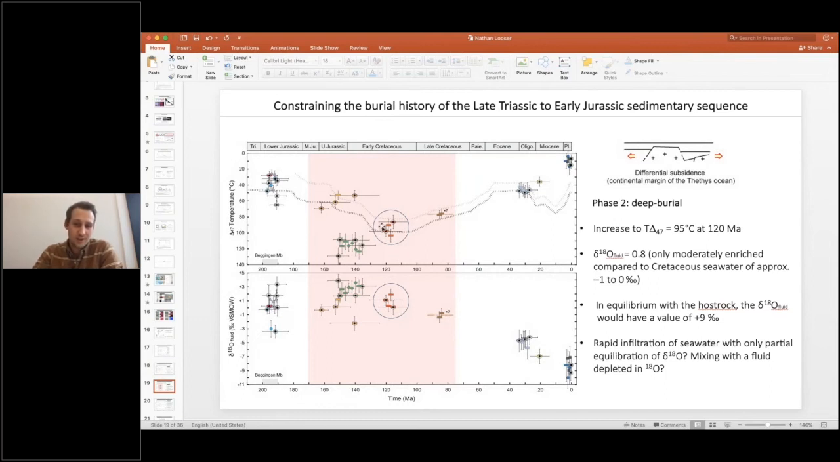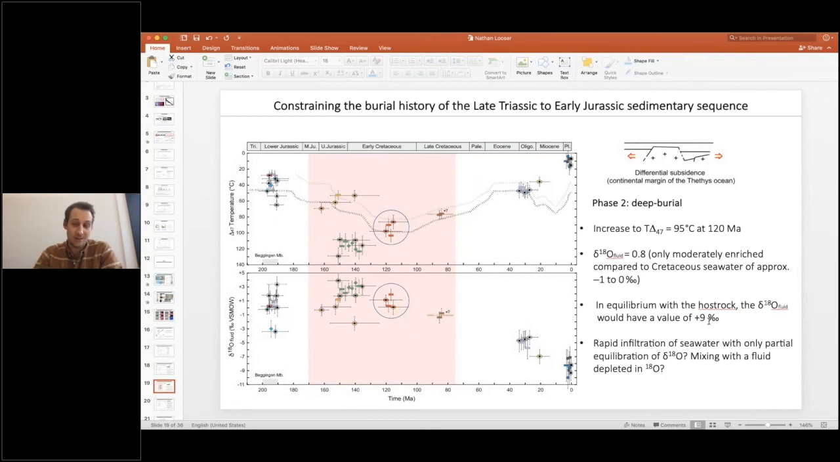So for this 95 degrees at 120 million years ago, we see a fluid that is only 0.8. Now we measured the host rock on 25 samples, and then we calculated what would be the equilibrium composition of the fluid. If a fluid was in full equilibrium with the host rock, this fluid would have a delta 18O water of +9, so more than 8 per mil heavier than what we actually see. And it is not clear what the reason for this is.